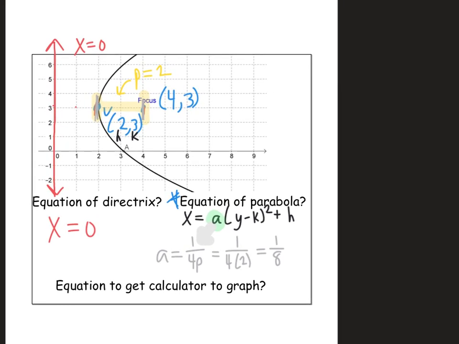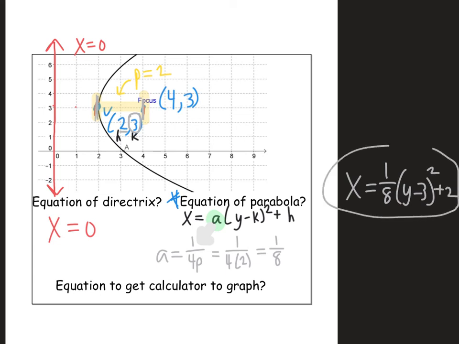So that makes the equation, if we put it all together, x equals the a value of 1/8, look at the vertex now, y minus 3 squared plus 2. Okay, that's going to be our final answer.